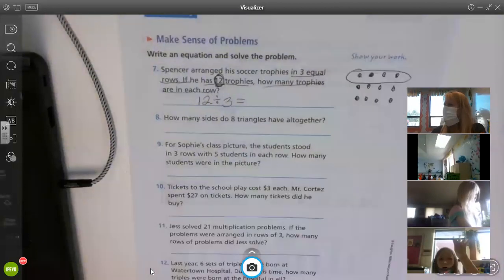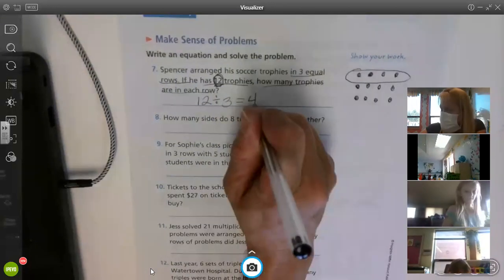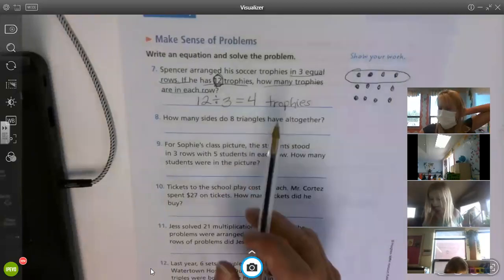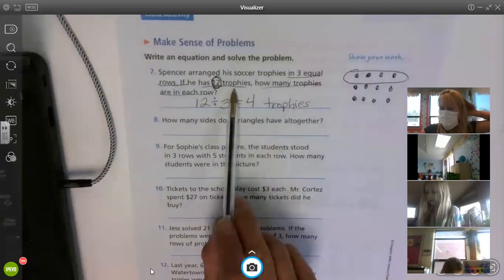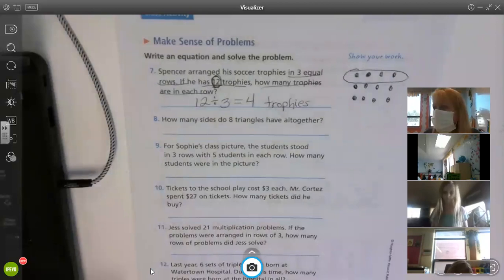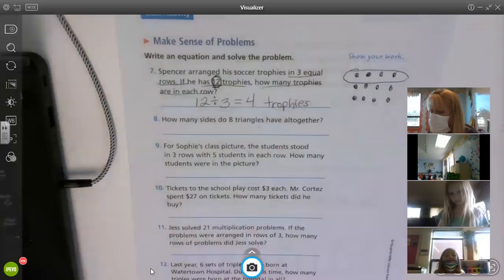Look at your picture. What'd you get, Henrik? 4, and we're talking about trophies. I'm going to reflect. Spencer arranged his soccer trophies in 3 equal rows. He has 12 trophies. He put 4 trophies in each row. Would that work? If we multiplied, Haley, we would have gotten 36. Think if we reflected. Spencer arranged his soccer trophies in 3 equal rows. He only has 12 trophies, but there are 36 in each row? Could you have 36 in each row?